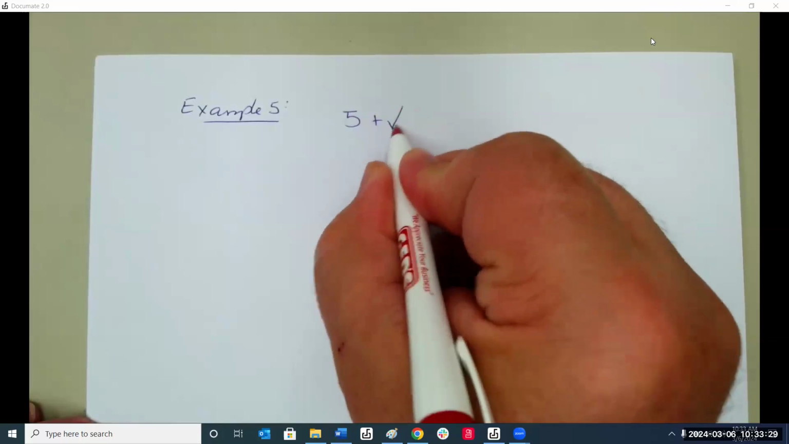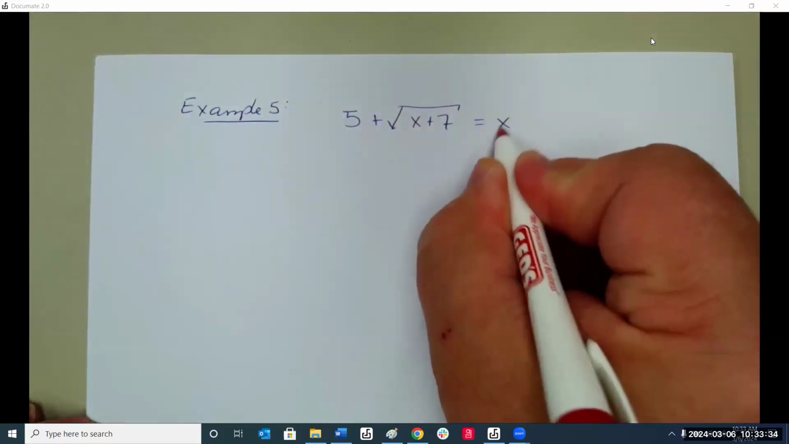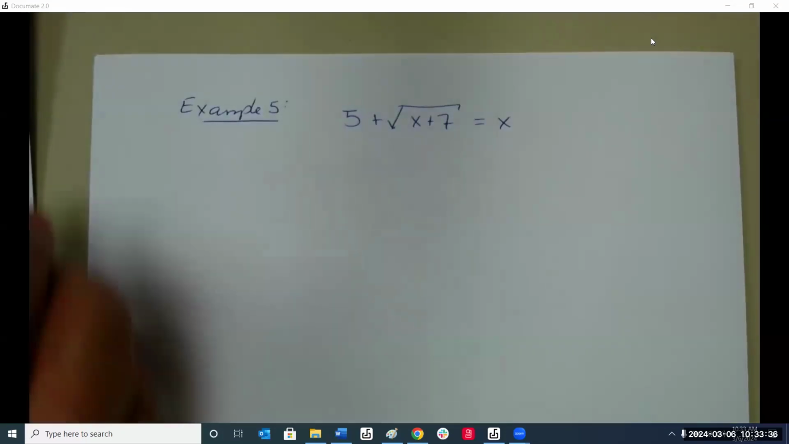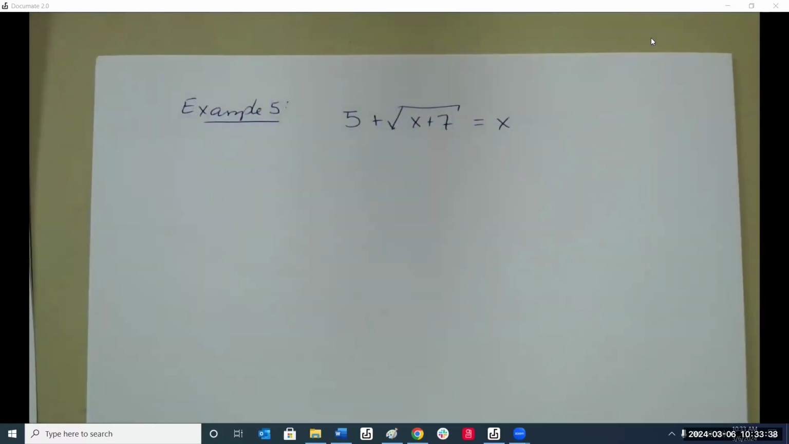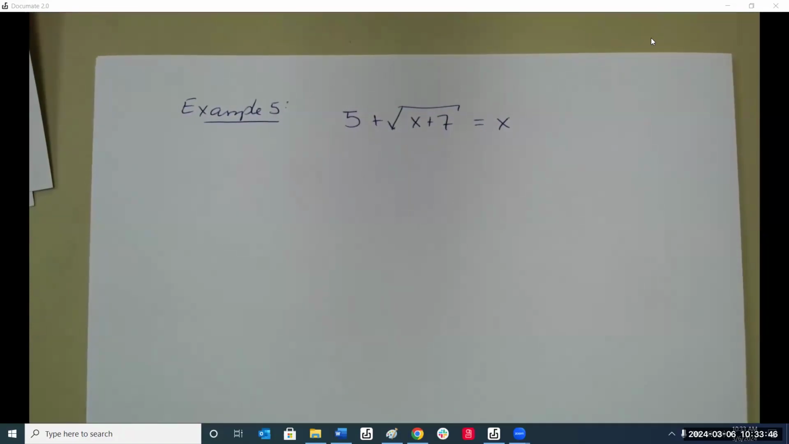Five plus radical x plus 7 equals x. 6. That's really much fun. All right. How do we solve this one?